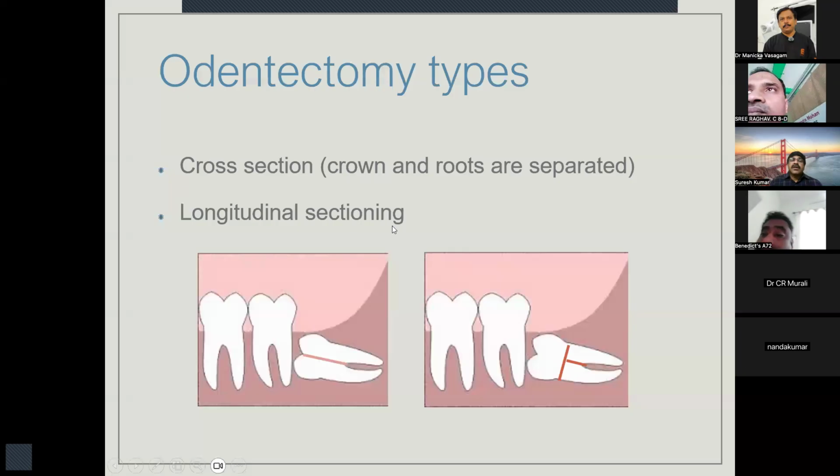The other one is called a longitudinal sectioning. Longitudinal sectioning is along the long axis of the impacted tooth. So you split the tooth into distal half and mesial half. The crown and root are still attached, crown to that part of the root is still attached. Whereas in cross section, the entire crown is separated first and removed. Then we remove the root portion.